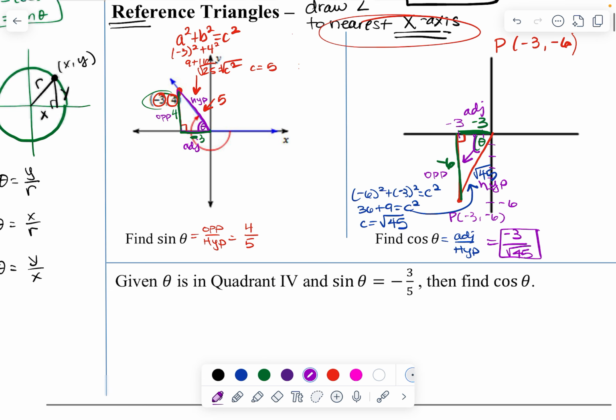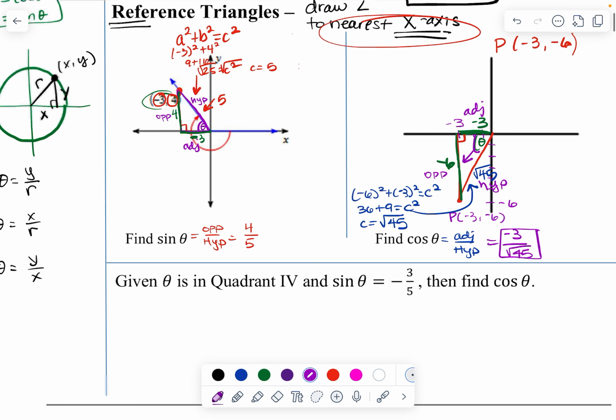Okay, so what about this one? What if theta is in quadrant 4? So where is quadrant 4? Remember, it goes 1, 2, 3, and 4, okay? So this angle is in this quadrant. I'm going to draw it right there. And I'm always going to draw it, remember, as a reference angle to the nearest x-axis, never to the y-axis. So here's my theta.